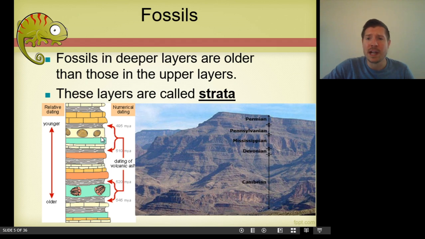We can use radioactive dating to get more specific ages for these rocks, like 495 million years ago. They can get those dates through radioactive decay. In some places on Earth, like the Grand Canyon, you can even see the separation between different periods in Earth's history. So, for example, here you can see the Cambrian, the Devonian, Mississippian, etc. If you find a fossil in rocks here, you can be pretty confident that that organism lived in the Cambrian period.